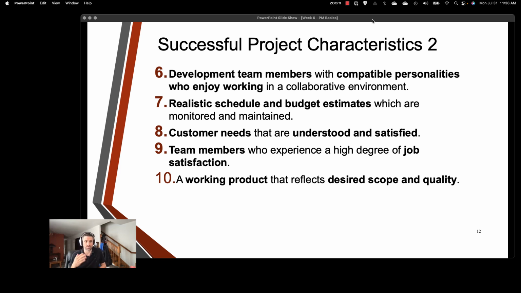We need to be very rational and aware of what can be done and what can't be done. This is where the planning fallacy comes into play, where it's easy to underestimate the amount of work that's going to be required, and that causes feature scope bloat that makes the product get bigger and bigger. We want to make sure the customer's needs are understood and satisfied. We want the team members to have a high degree of job satisfaction. They're going to work better if they do, so finding out what brings that to the forefront. And then finally, we need to have a working product that is giving us our desired scope and quality.